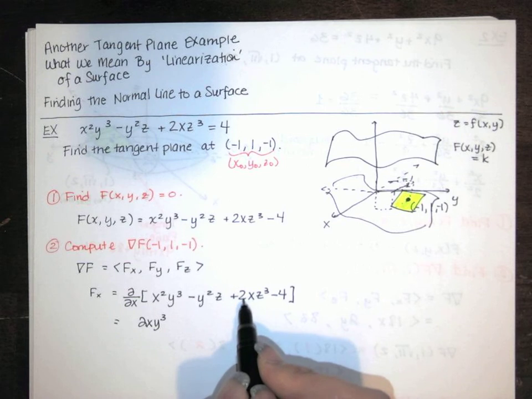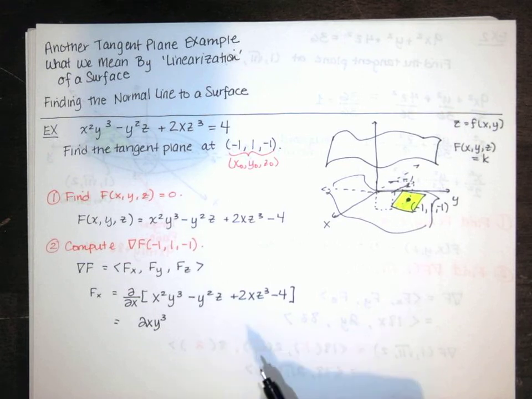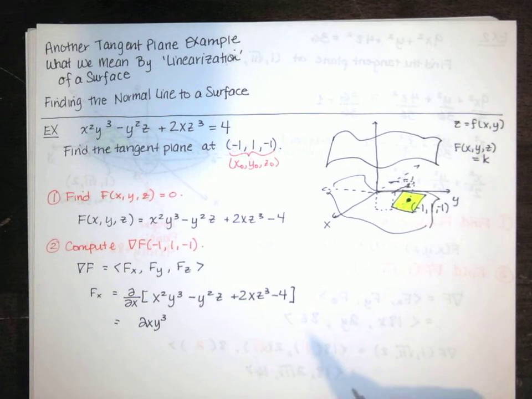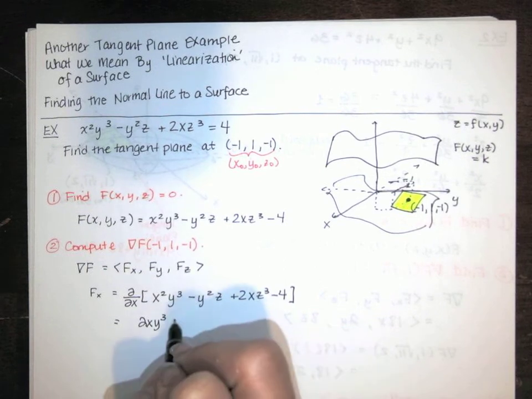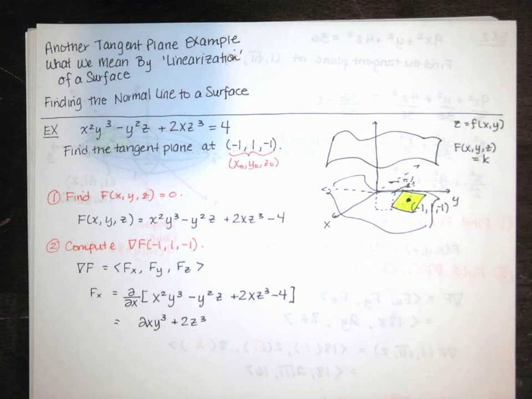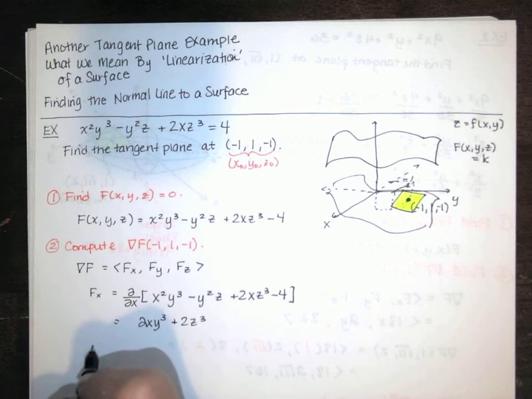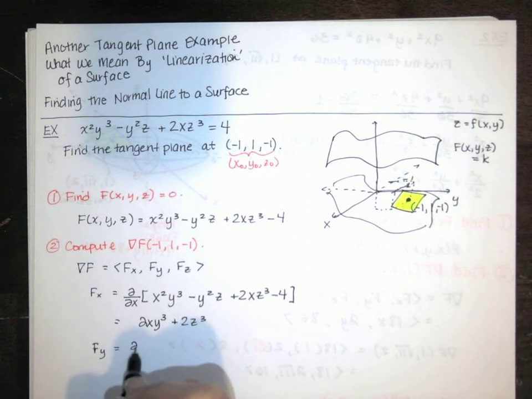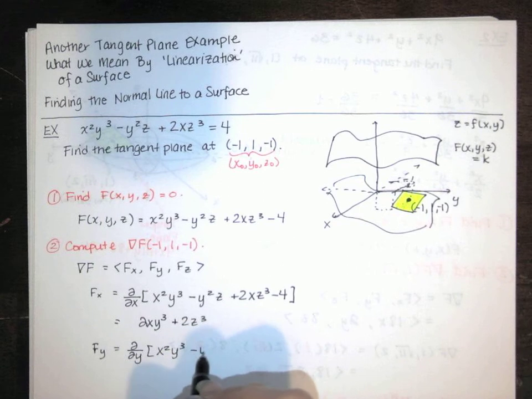Then this is a constant, because z is being treated as a constant when we take a partial derivative. A constant times x. The derivative of a constant times x is just the constant. And of course, the derivative of -4 is 0 with respect to x. So that's our partial with respect to x in general. And later we're going to evaluate it at that point. Now we want to find the partial with respect to y. We'll do the same thing.